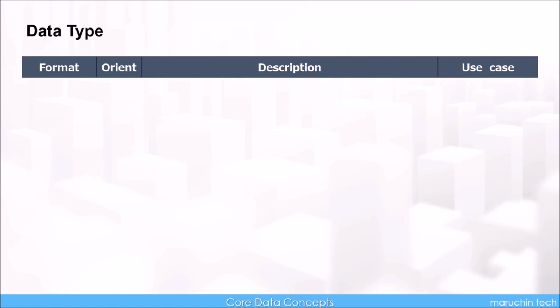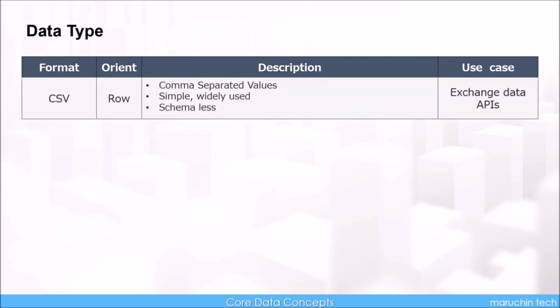I'm going to introduce data types commonly used in the field of data analysis. CSV, comma-separated values, is a simple format in which data records are represented by a single line and the fields within the record are separated by commas. It has no schema structure, but is universally used in many applications.